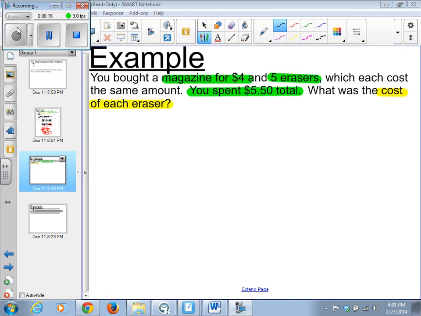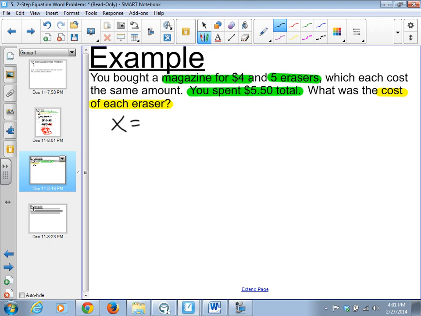Okay, see, now I have gone ahead and highlighted in yellow what we're trying to define. I'm going to do x equals the cost of erasers. So there we go, that's our cost of erasers. And then in green, I highlighted all the other important information that we're going to need. So we got a magazine for $4, 5 erasers, and a total of $5.50.